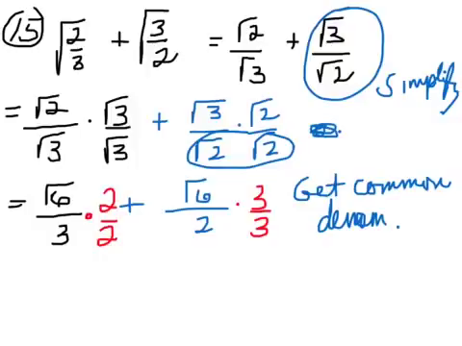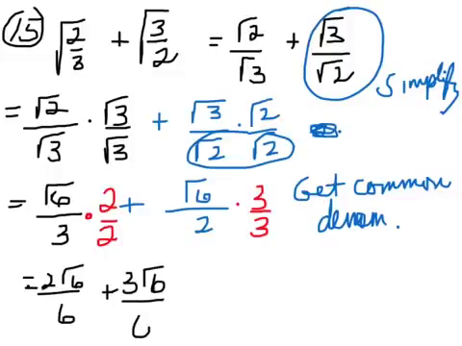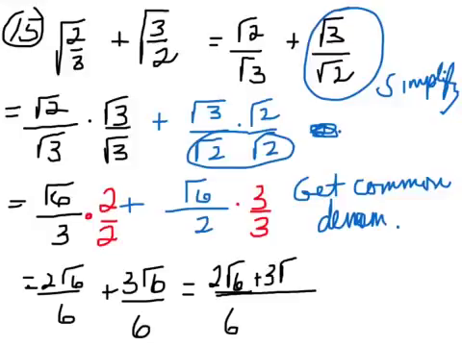All right, so here's what I get. 2 square roots of 6 over 6 plus 3 square roots of 6 over 6. Now I've got my common denominator of 6, and I can put these together. That would be 2 square roots of 6 plus 3 square roots of 6. Can I combine those two? Yes, I can, because it's like I have 2 of those things plus 3 more of those things, and those things just happen to be square roots of 6's.